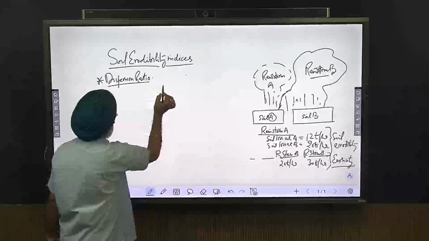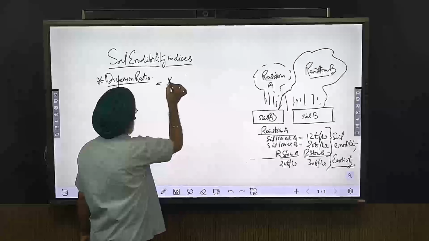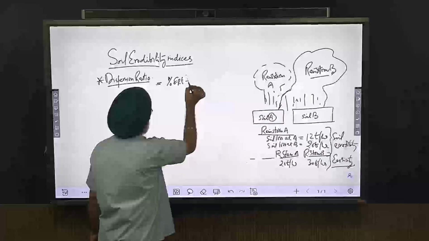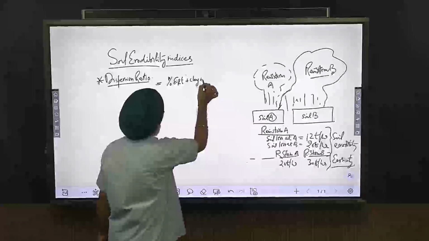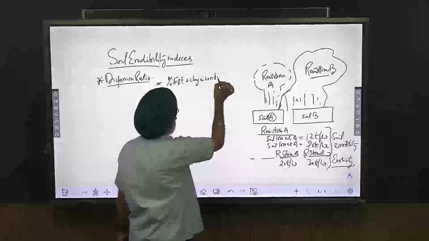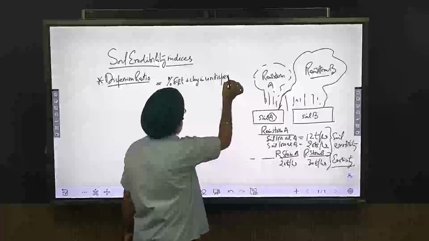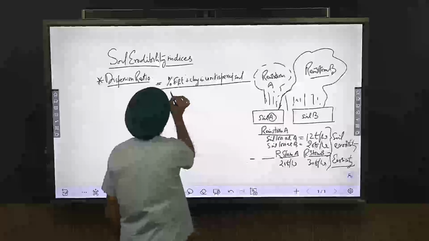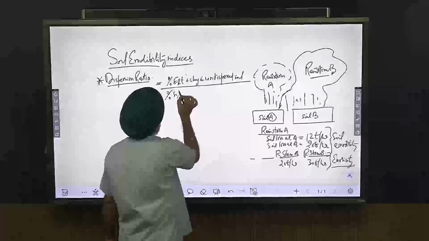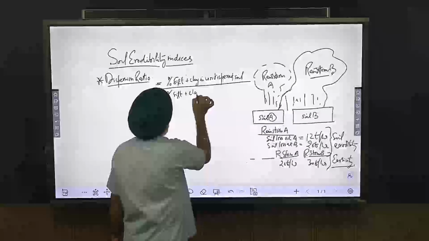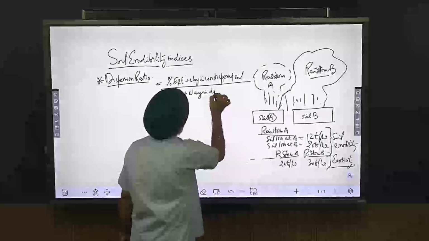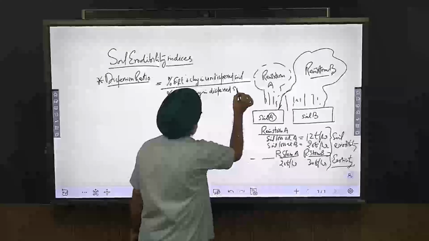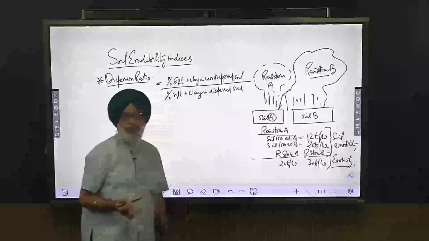The first index is the dispersion ratio. What is the dispersion ratio? It is the ratio of percent silt plus clay in undispersed soil to percent silt plus clay in dispersed soil. Now, give me a couple of minutes to explain what dispersion is.